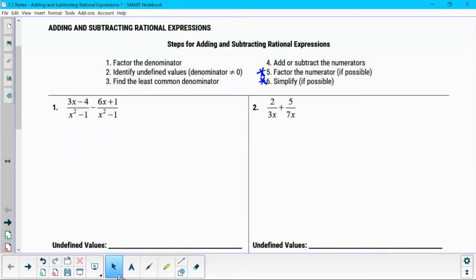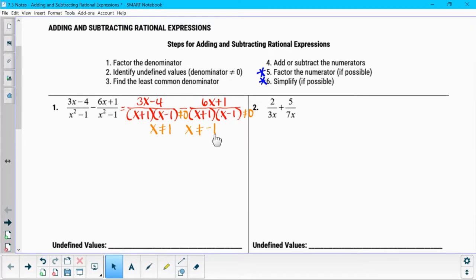So let's go ahead and look at number 1. I have 3x minus 4 over x squared minus 1 minus 6x plus 1 over x squared minus 1. The first thing we're going to want to do is factor our denominators. So I have x plus 1, x minus 1, because this is a difference of perfect squares. X plus 1, x minus 1, because it's the same difference of perfect squares. Now I'm going to set my denominators not equal to 0, because I know that these two guys have the same exact denominator. So that's going to give me x cannot equal positive 1 and x cannot equal negative 1.